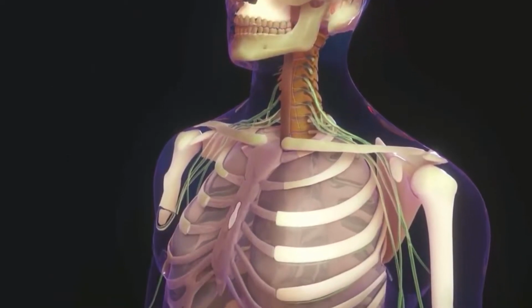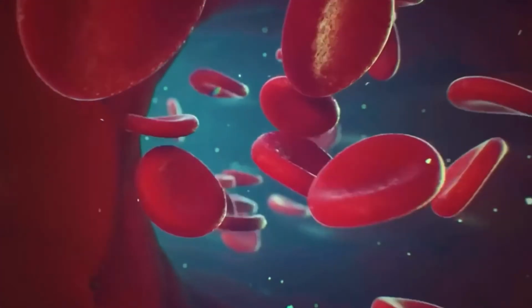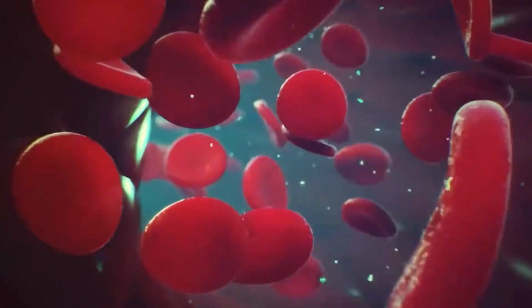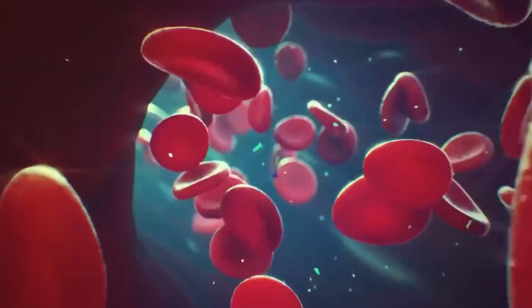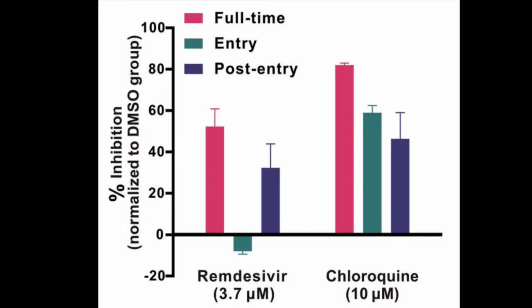For full time in this graphical comparison, each drug was added to the cells an hour prior to being introduced to the virus. The cells were then kept in a drug-containing medium until the end of the experiment. For entry, these drugs were added to cells an hour prior to viral addition and re-added 2 hours post-infection. However, they received no further drug exposure for the rest of the experiment.